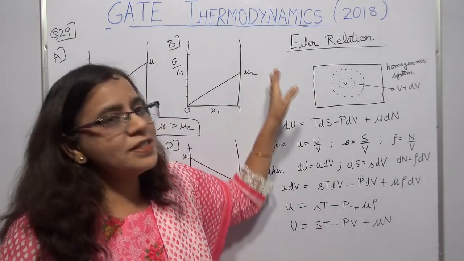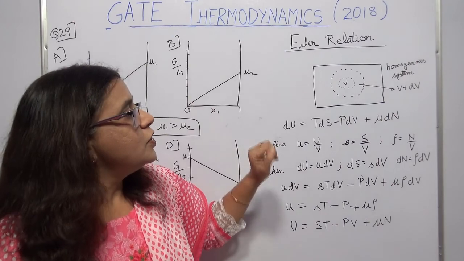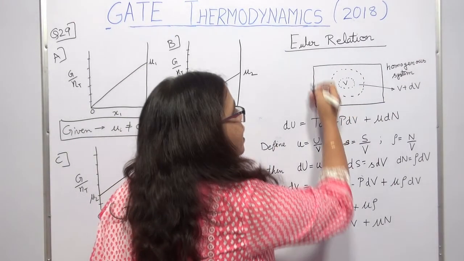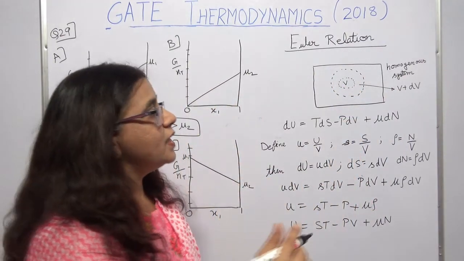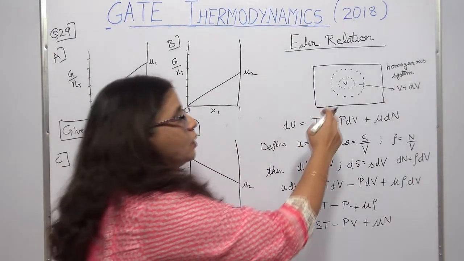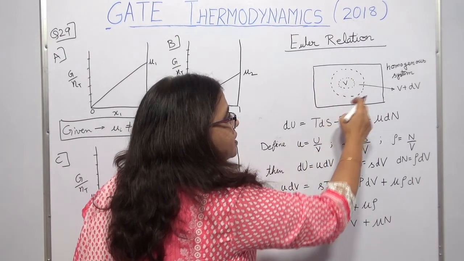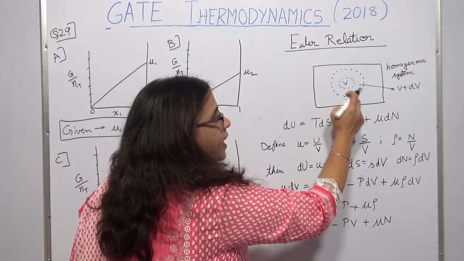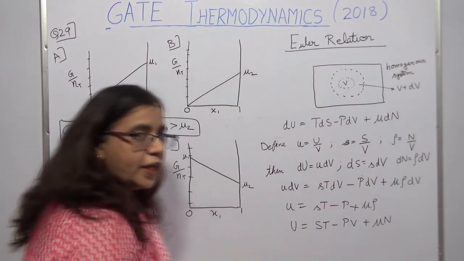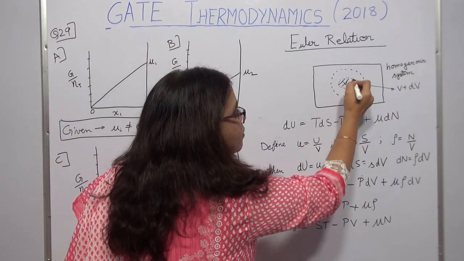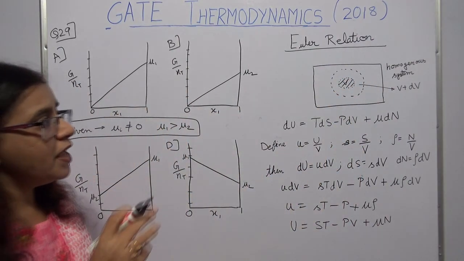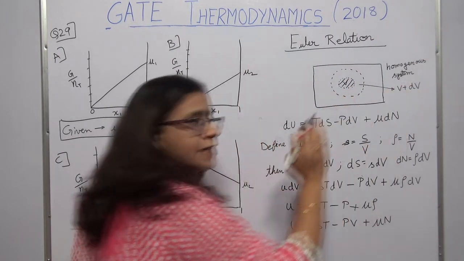So let's first derive the Euler relation. Okay, so let's consider a homogeneous system. What I am doing is first defining a system of volume V. Now let's say I define a bigger, larger system, and it has a volume which is V plus dV. So inside one it has a volume V, and the outside system is larger than the inside system and has a volume of V plus dV.